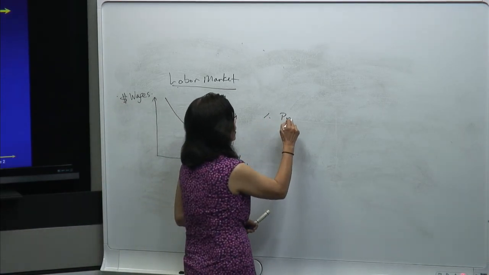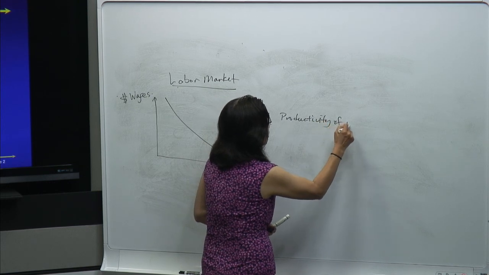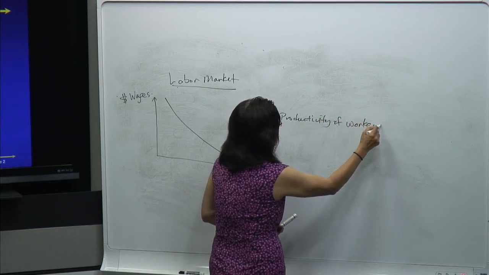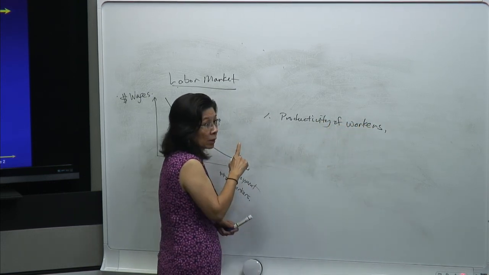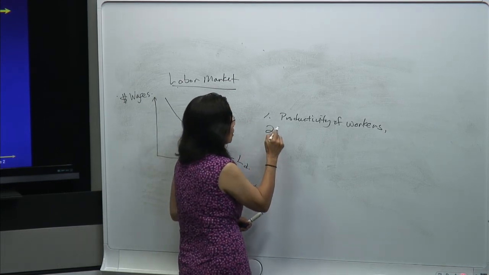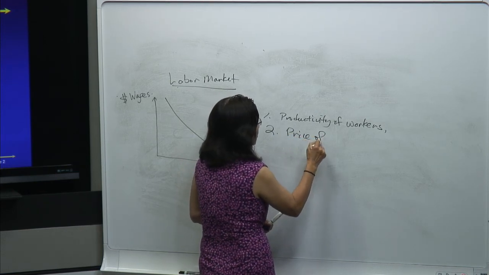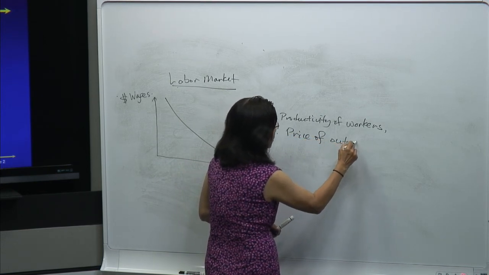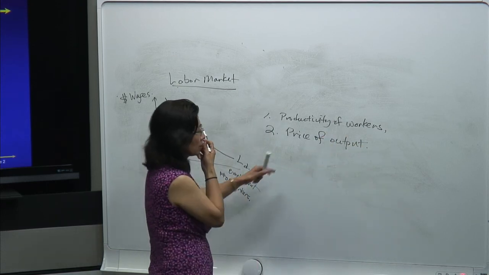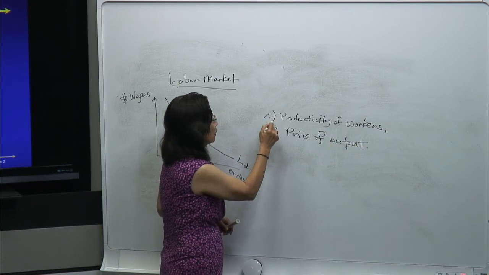Number one is productivity of the worker. Again, this is on the demand side. Do not get the two confused. We're only talking about the demand side. Number two is the price of output. Okay, very important: it is the price of output, not the price of input.